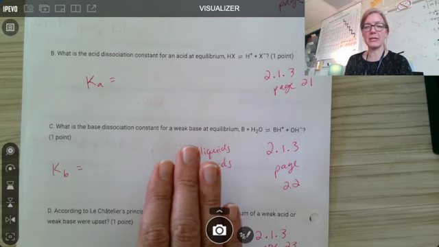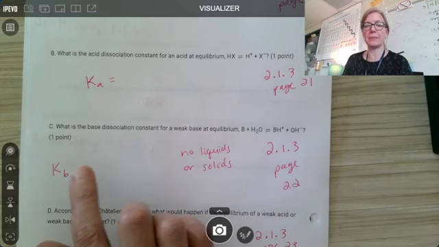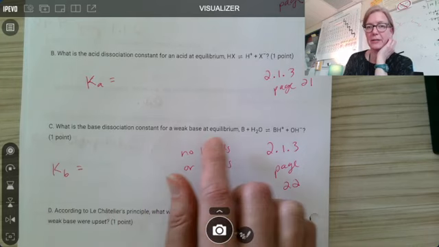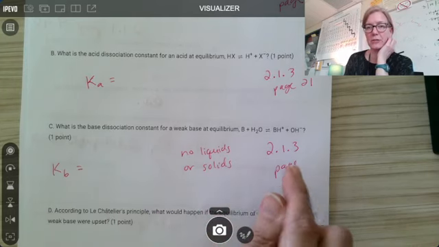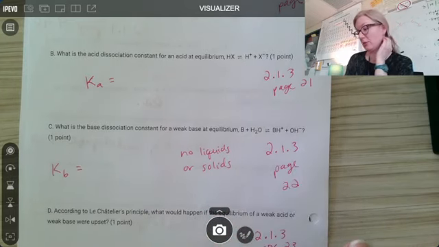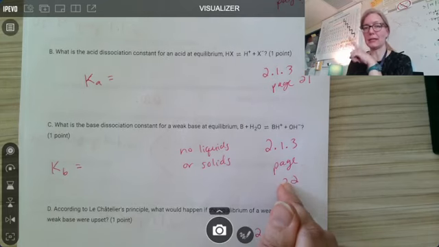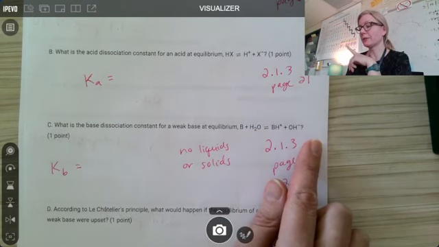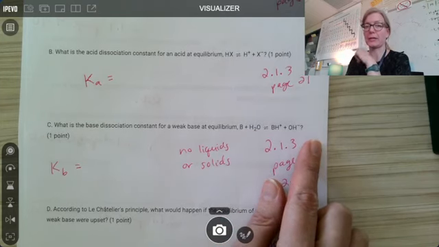And then for C, they're asking about the base dissociation constant expression. So it'll be Kb equals something, and you're going to base it on this equation. So look at 2.1.3 page 22. You'll notice in this example that certain things are not included in the equilibrium constant expression, okay?